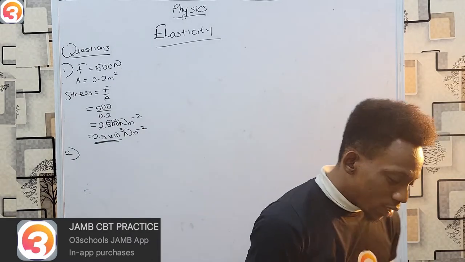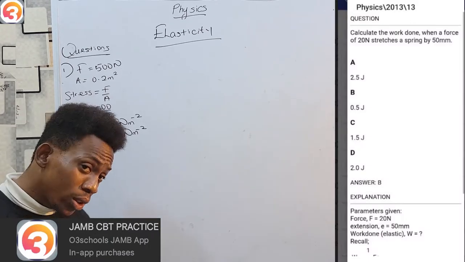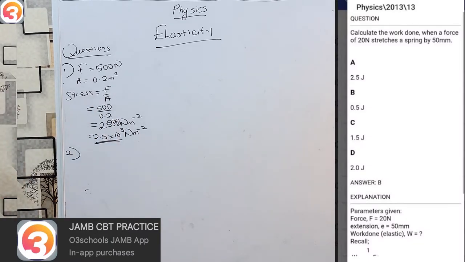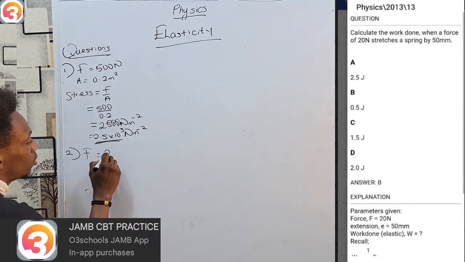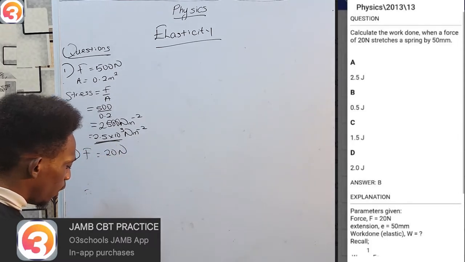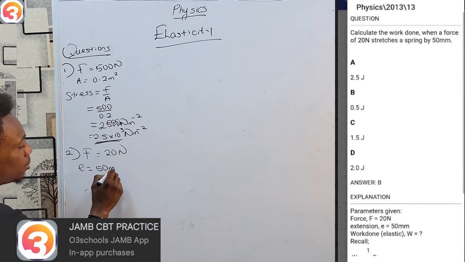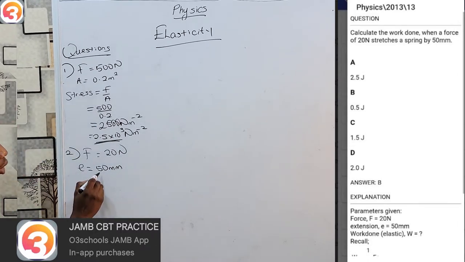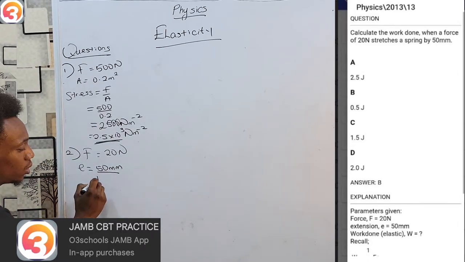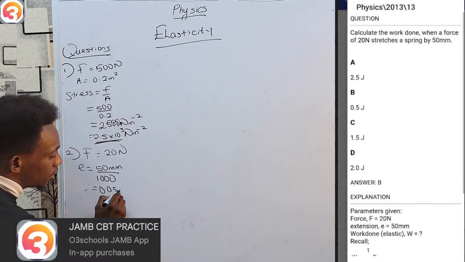We move on to the year 2013 and look at question number 13 in that year. 2013, question 13. Calculate the work done when a force of 20 newton stretches a spring by 50 millimeters. Now, right here, all you have to remember is conversion. We don't solve in millimeters, we solve in meters. Converting is simply divided by 1,000. 50 over 1,000 is 0.05 meters.